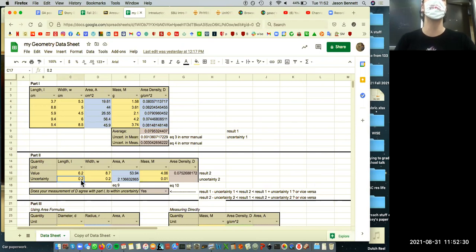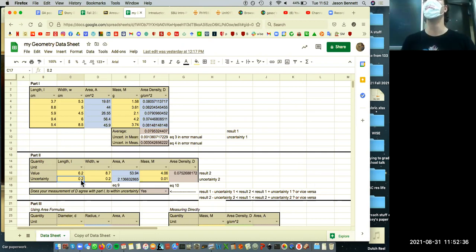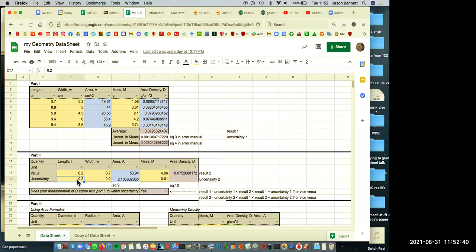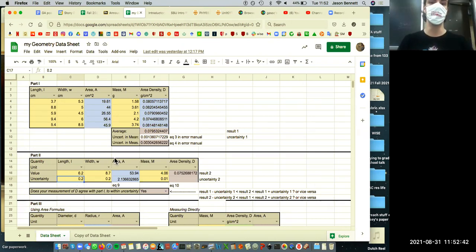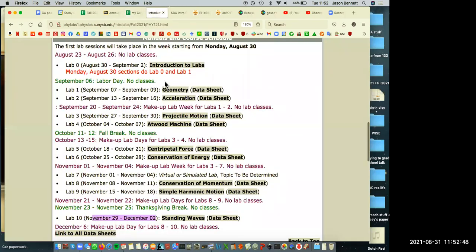That was because it was a circle. A circle doesn't have easy edges, so I was more uncertain about that. It's very up to your discretion when you measure things, how good your eyesight is, how good your ruler is, whatever. So here, this is me using that formula for density.